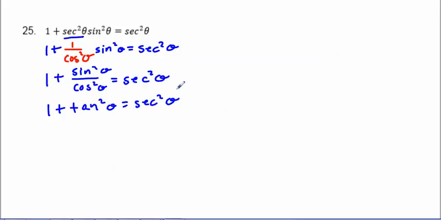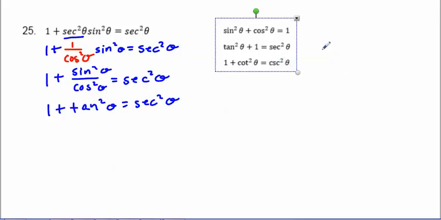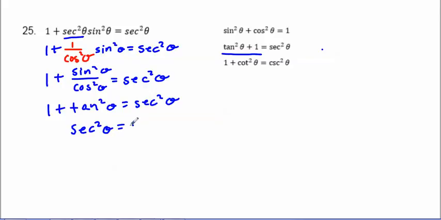And then I'm starting to wonder if that's one of my Pythagorean identities. So let's take a look at that list again. And it is. It's right here. So tan squared theta plus 1, that's what I have, is the same as secant squared theta. So I can write my final step. Secant squared theta equals secant squared theta.